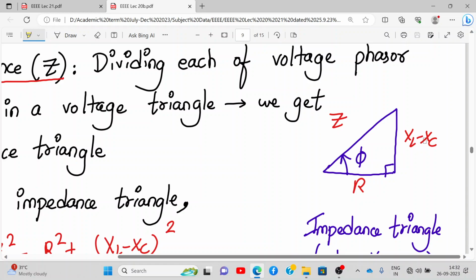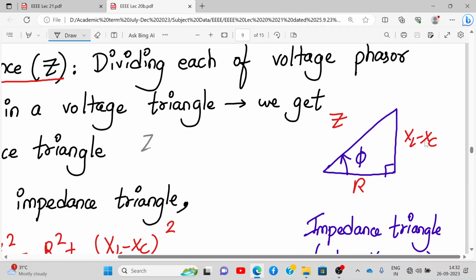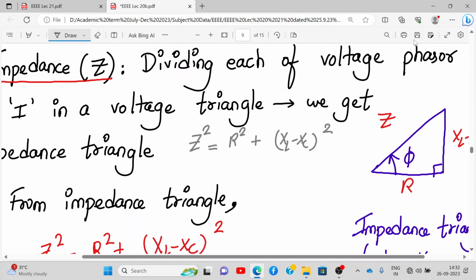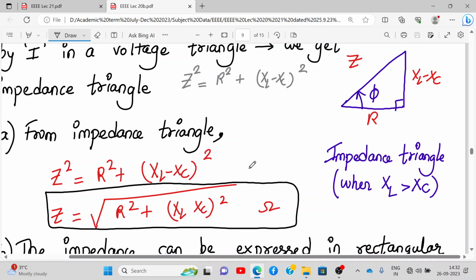From the impedance triangle, by Pythagoras theorem, what can you write? Z square is equal to R square plus XL minus XC the whole square. Is this correct? That is what Pythagoras theorem says, right? So write that. From the impedance triangle, Z square is R square plus XL minus XC the whole square. So Z will be the square root of that, and the Z value is in ohms. Remember again, this impedance triangle is valid for XL greater than XC.